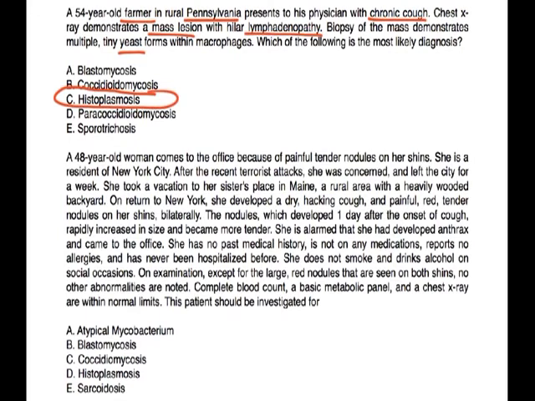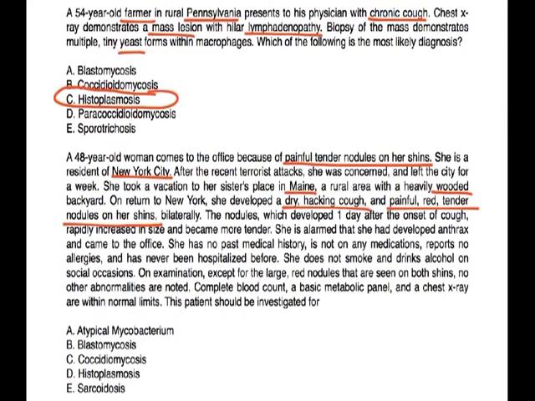Next one. A 48-year-old woman comes to the office because of painful, tender nodules on her shins. She is a resident of New York City. After the recent terrorist attacks, she was concerned and left the city for a week. She took a vacation to her sister's place in Maine, a rural area with a heavily wooded backyard. On return to New York, she developed a dry hacking cough and painful red tender nodules on her shins bilaterally. The nodules, which developed one day after the onset of cough, rapidly increased in size and became more tender. She is alarmed that she had developed anthrax and came to the office.